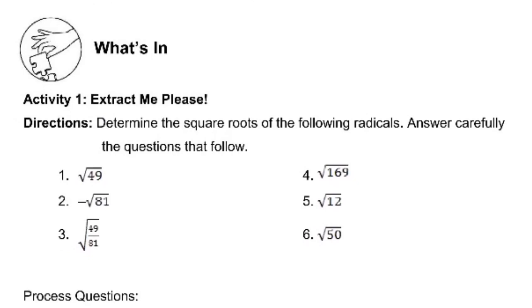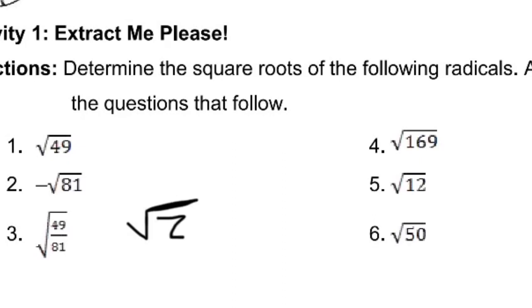Extract me please. Directions: determine the square roots of the following radicals. Answer carefully the questions that follow. Number 1 is square root of 49, number 2 is negative square root of 81, and so on up to number 6. In here, what you're going to do is determine the square roots of the given radicals. For example, square root of 25 is equal to 5. This is the same with numbers 1, 2, and 4. You'll just have the square roots of the given radicals.